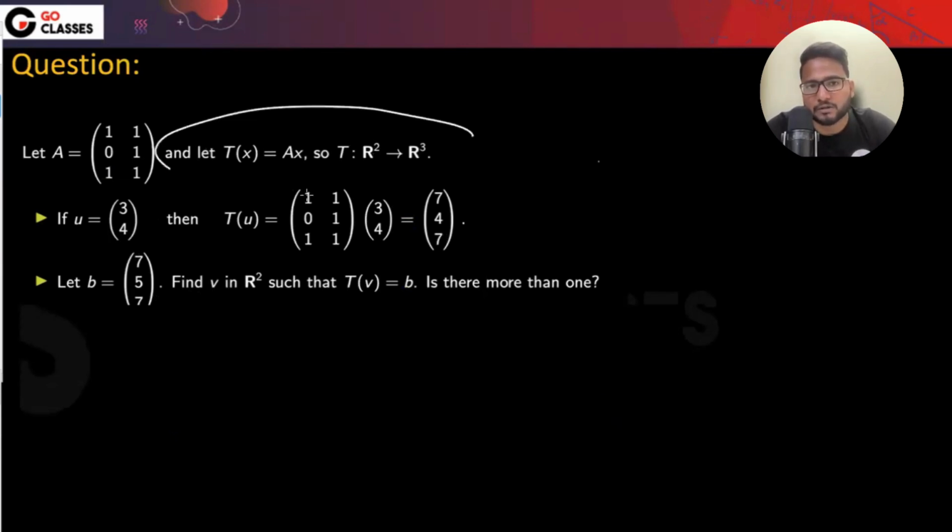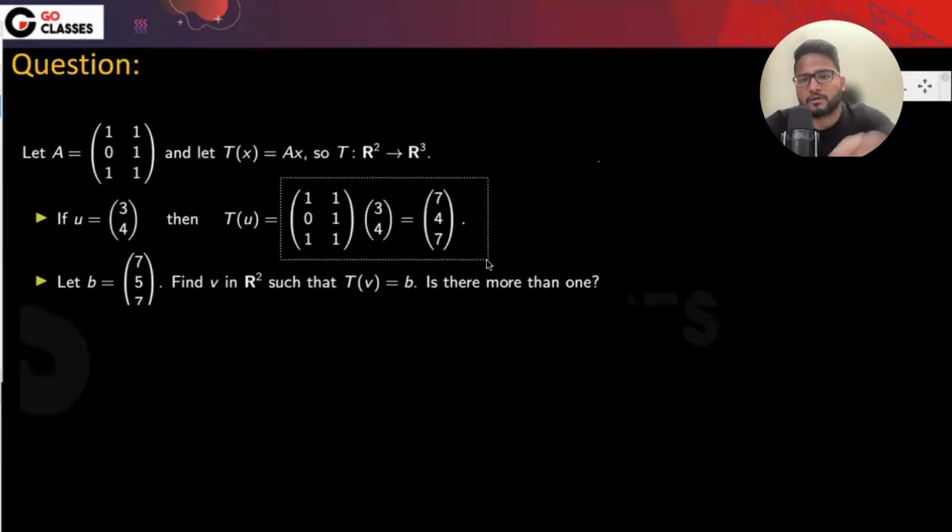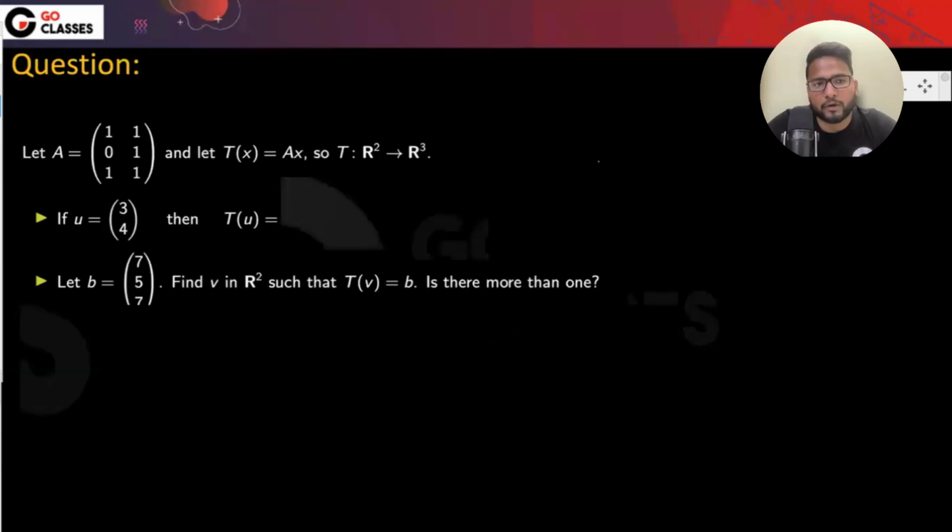Okay. Let's suppose there's a question where you have the linear transformation something like this. U is this, then Tu is this. You can calculate Tu, that's fine. Let's just go to the second question. Let B be this, suppose this is 757. Then find the vector V in R2 such that TV equals B.